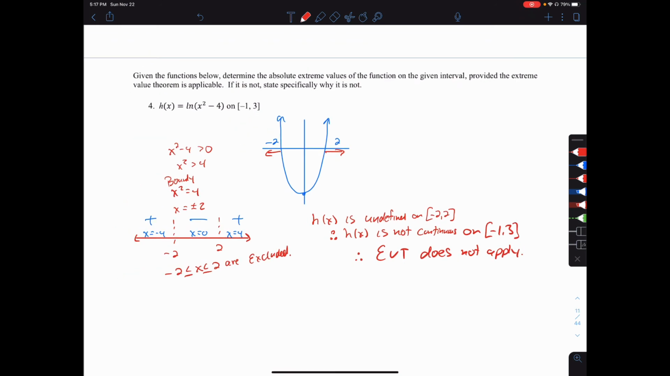What's the big takeaway from this? You folks need to remember that the argument has to always be bigger than 0. That's the takeaway.